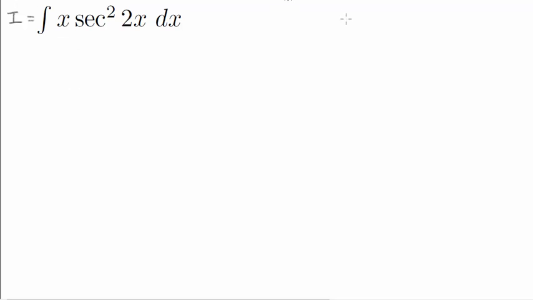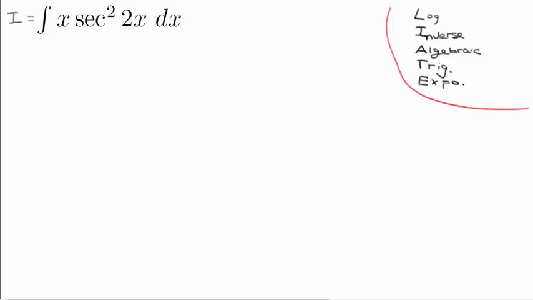And so we're going to write the acronym LIATE, but I'm not going to bother writing down what they all stand for because I think by now you should all know. So we're going to recall LIATE: log, inverse, algebraic, trigonometric, which I abbreviate to trig, and exponential, which I abbreviate to expo, right? And I'm going to box this up again for easy reference.